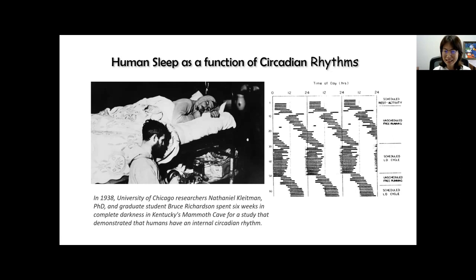But from this study, for 6 weeks in an isolated compartment, which is a constant dark condition, they recorded that the human sleep cycle, or human circadian rhythm, exists, and that the human cycle is actually longer than 24 hours, close to 25 hours, according to their recording.